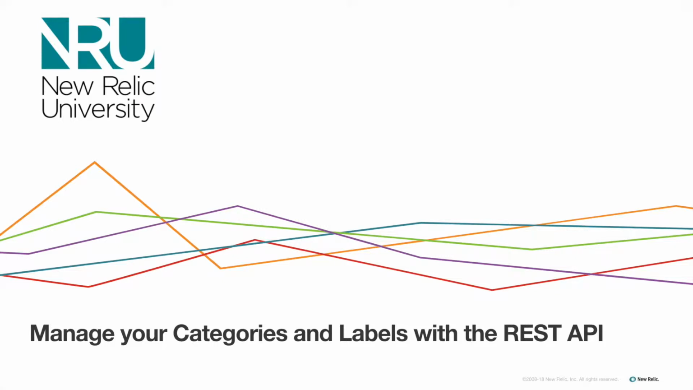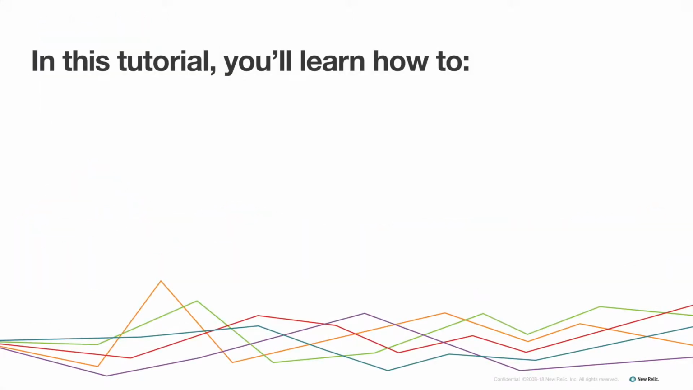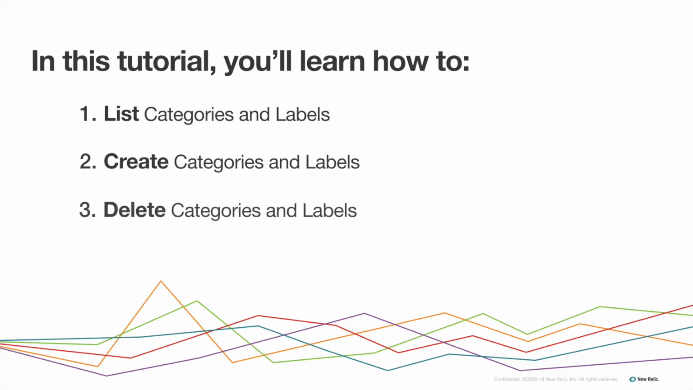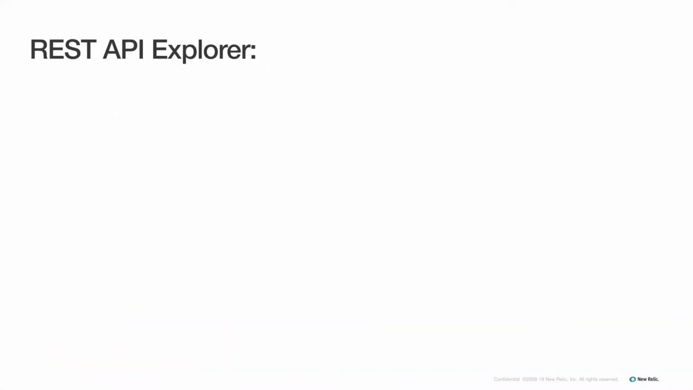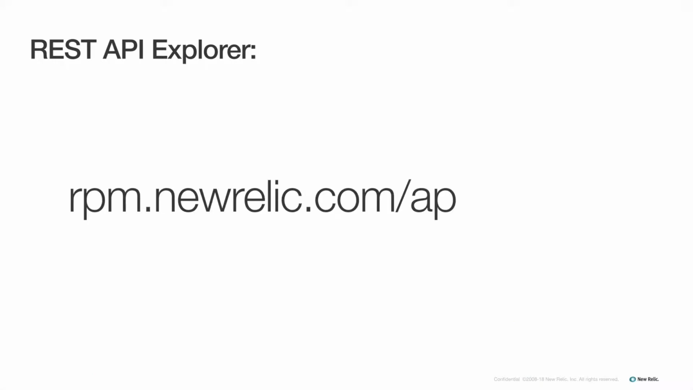You can manage your categories and labels for apps in APM with the New Relic REST API. In this tutorial, you'll learn how to use the REST API Explorer to list, create, and delete your categories and labels for APM. You may want to open a tab in your browser to the REST API Explorer by going to rpm.newrelic.com/API/explore right now so you can follow along.